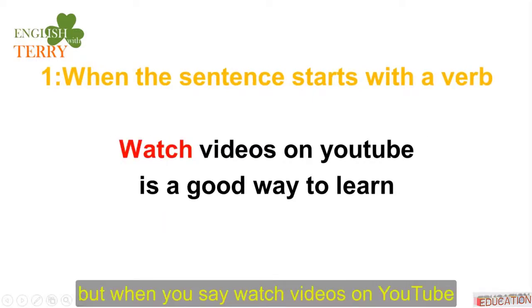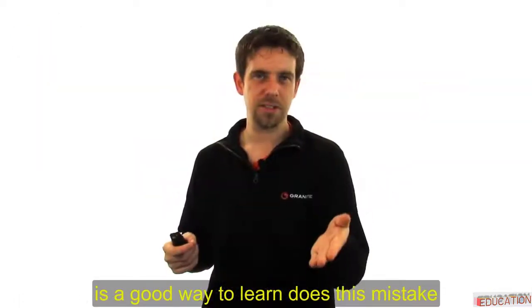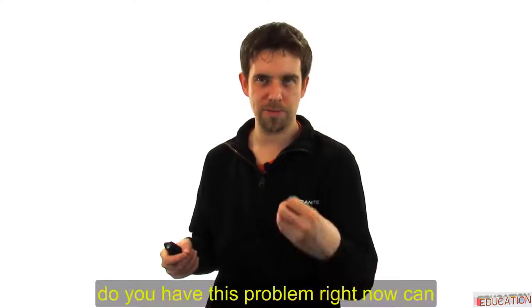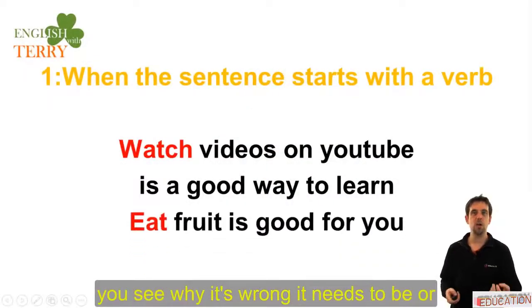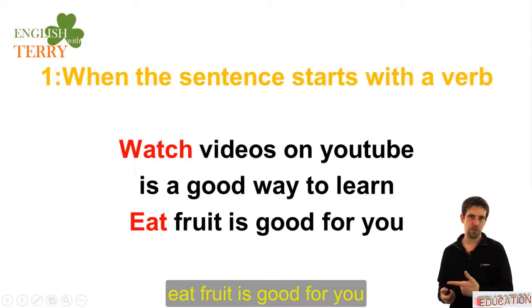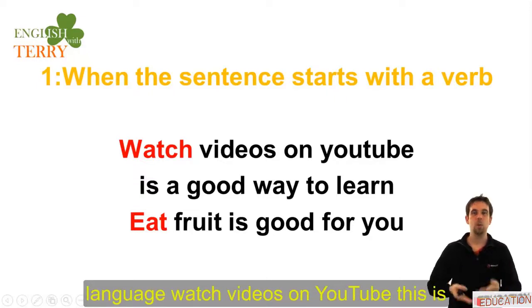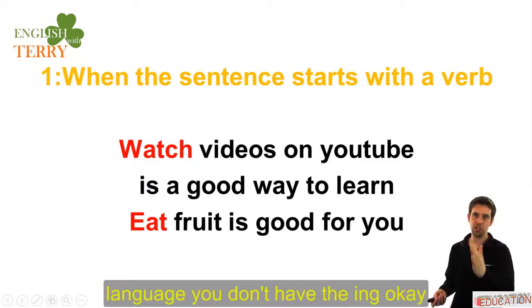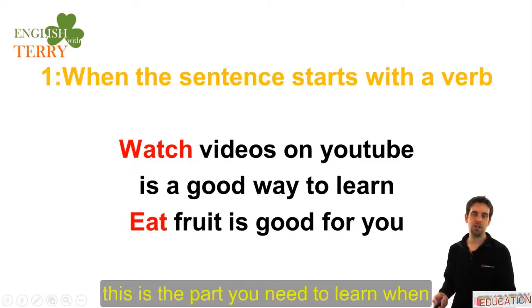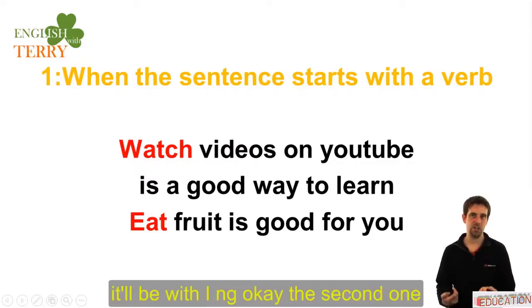But when you say watch videos on YouTube is a good way to learn. Does this mistake look familiar? Do you have this problem, right? Now, can you see why it's wrong? It needs to be watching, or eat fruit is good for you, it needs to be eating. Now, the problem starts in that in your language, watch videos on YouTube, this is a direct translation. Probably in your language, you don't have the ing, okay? This is the part you need to learn. When you start your sentence with a verb, it will be with ing, okay?